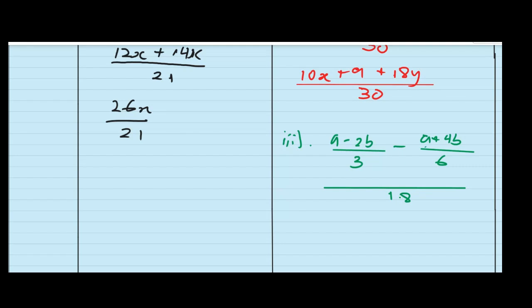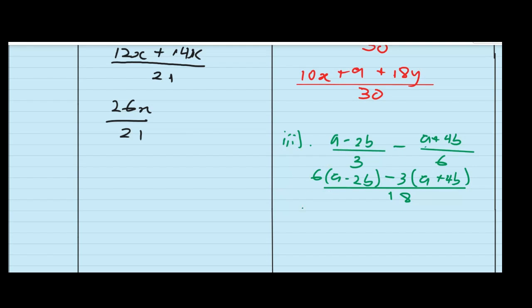Now 3 goes into 18 6 times. So we just multiply the 6 by the numerator. And the numerator is a minus 2b. And then we have minus here. 6 goes into 18 3 times. So we have 3 multiplying a plus 4b. Don't forget to bring the brackets because they are binomials. They are very, very important. If you don't bring them, you end up getting a wrong answer. So make sure you always introduce a bracket or parenthesis when we have a binomial.